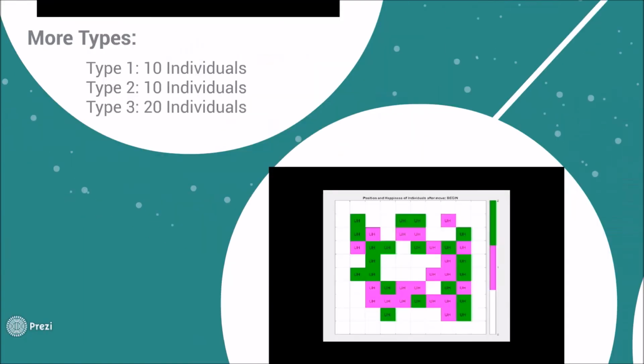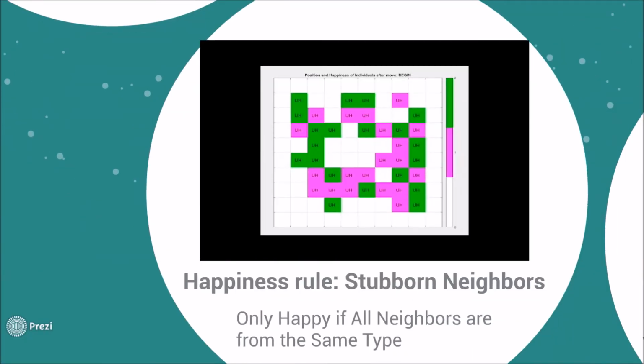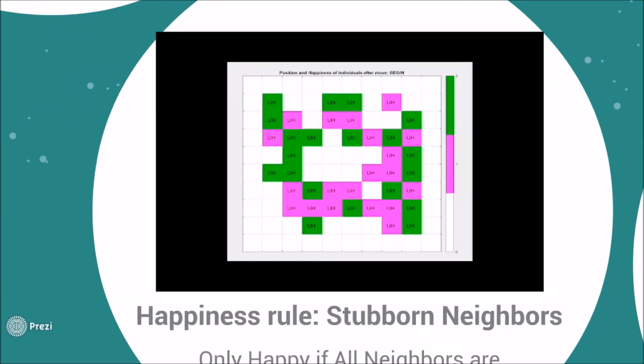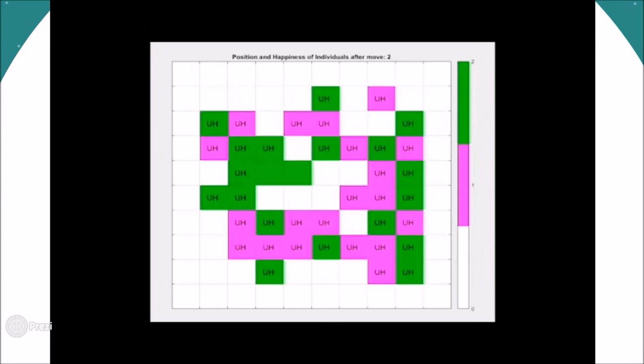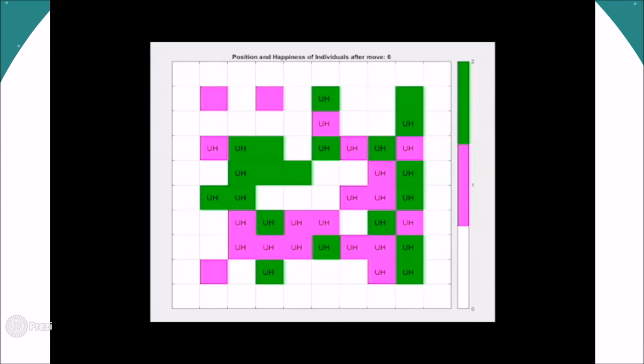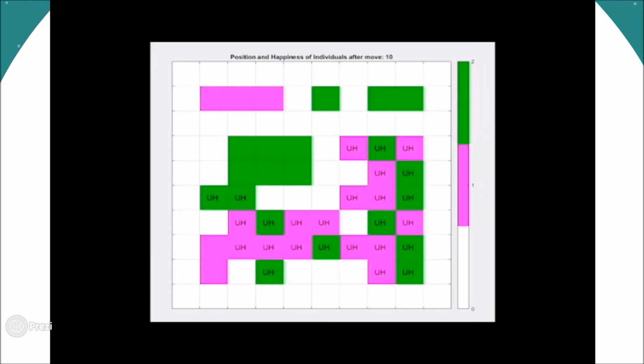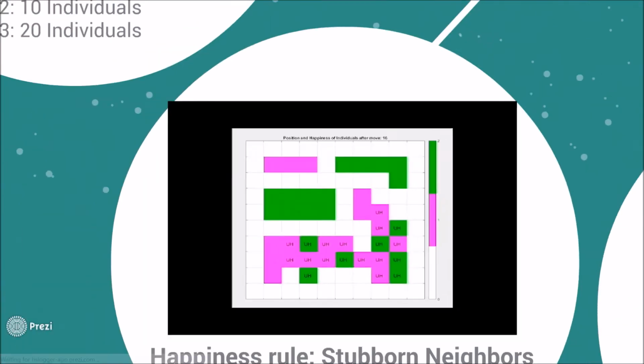Last but not least, we need to look at a change in the happiness rule. You can see when we make the individuals less tolerant towards other types, that it will result in more people ending up unhappy and a more mixed end situation. Now we will introduce you to the final model.